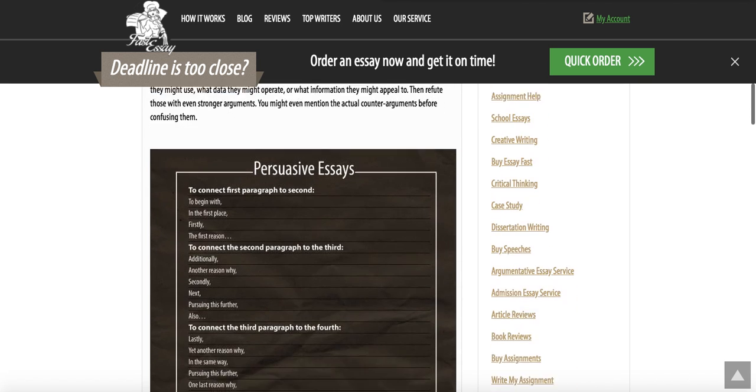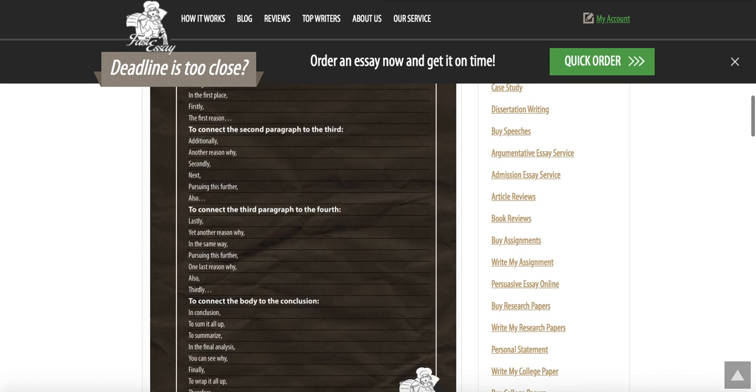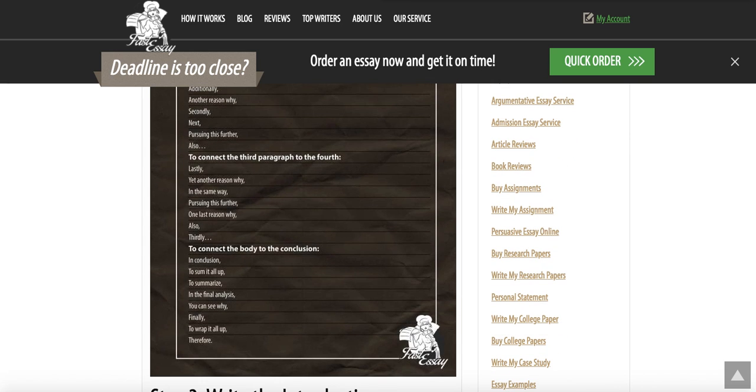I would suggest you use all these keywords, but look at how they are used. To connect the first paragraph to the second, we use this. To connect the second paragraph to the third, we use this. To connect the third paragraph to the fourth, we use this. So imagine this is the first paragraph, the second paragraph, the third paragraph, and this one is the conclusion. Imagine you're writing 4 big paragraphs.